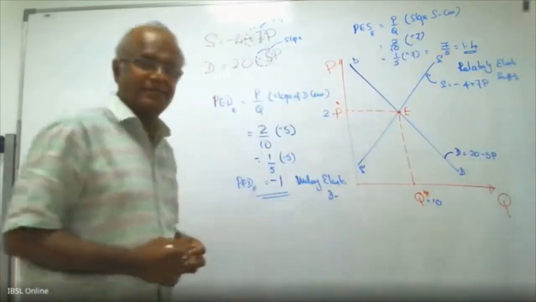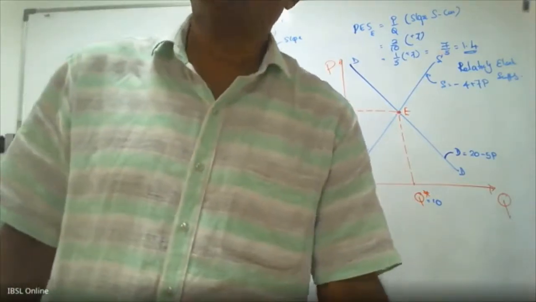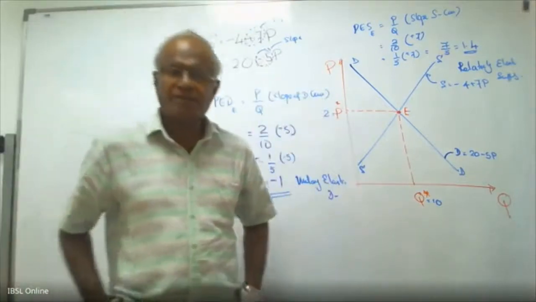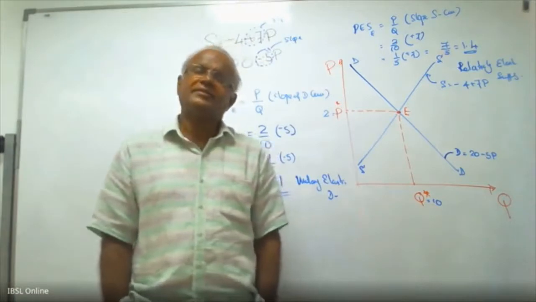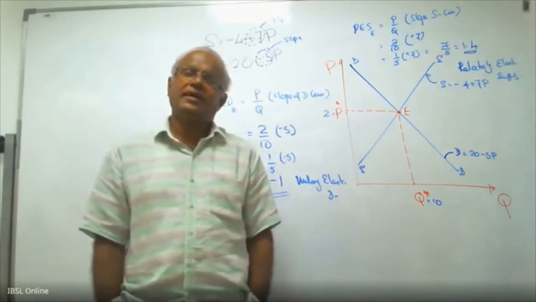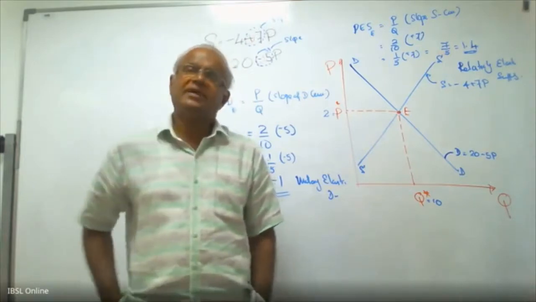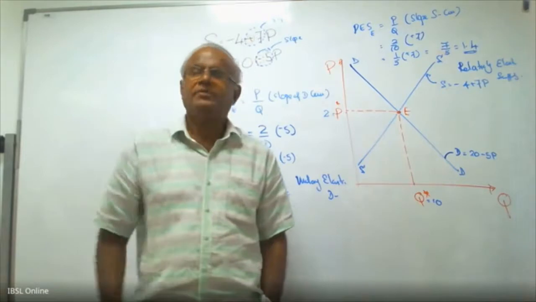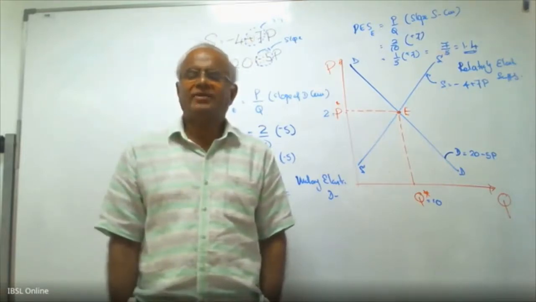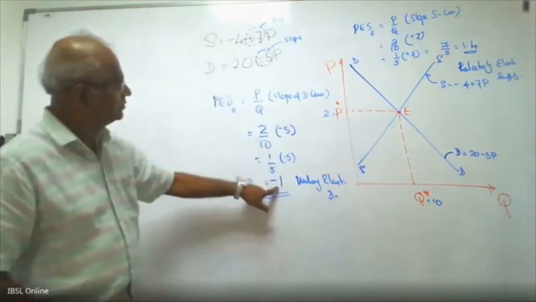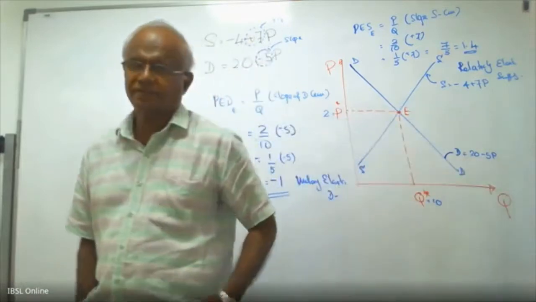We complete that. Understand? We defined what is equilibrium. We calculated equilibrium price and quantity. Then we calculated point elasticity: price elasticity of demand at a point at equilibrium, and price elasticity of supply at equilibrium. If you know the formula, you can easily calculate these values. Unitary elastic, relatively elastic supply. Understand? That's all.